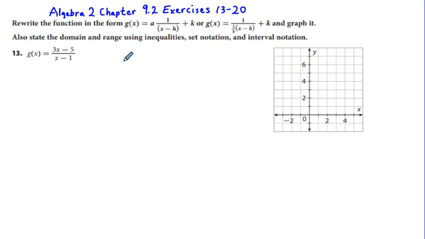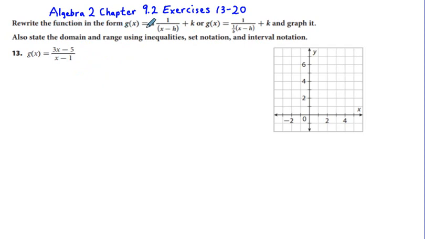Algebra 2, Chapter 9.2, exercises 13 through 20. This is our ongoing lesson, subsequent to exercises 1 through 12. We are graphing and transforming rational functions. In this section, we are graphing them. And I like this section of exercises in that it follows up nicely from what we did pretty recently in the course, which was polynomial division.